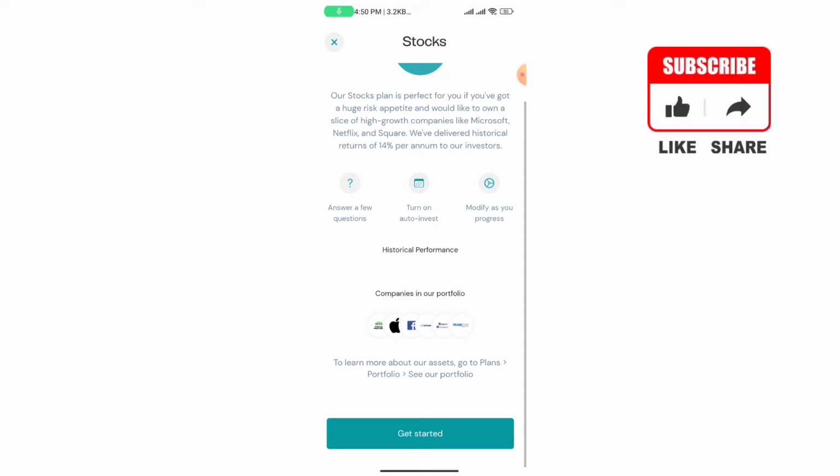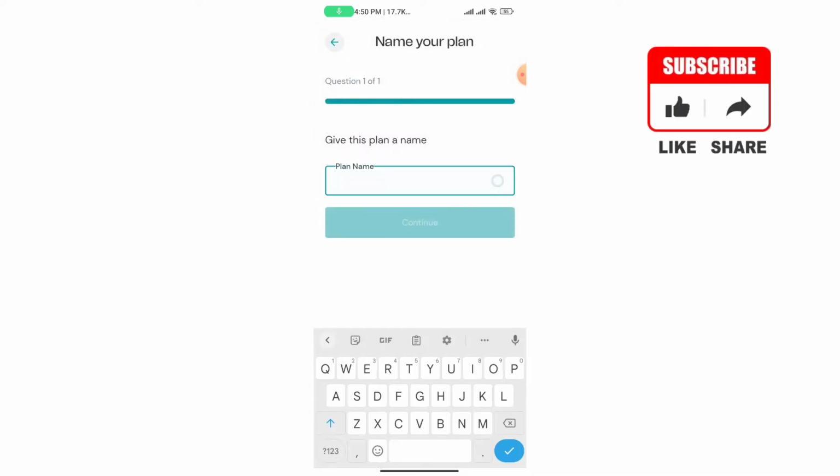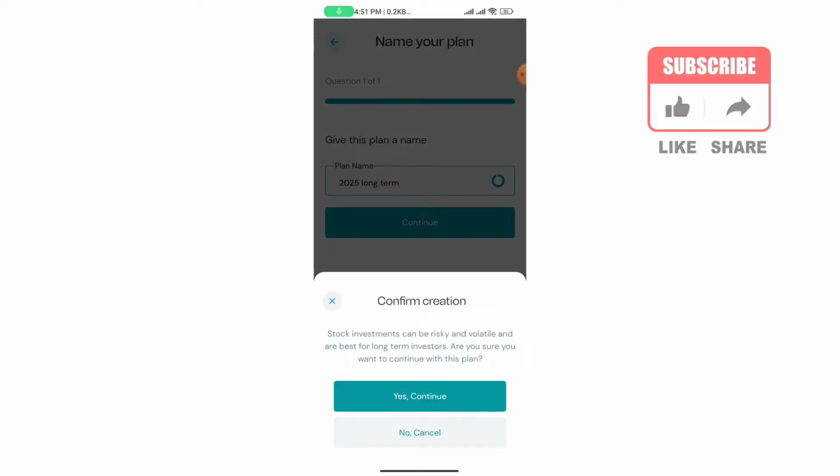Okay, so if you want to buy stock, you click on get started, you give it a plan. Maybe you want 2025 long term, you can give it a name. They even tell you again, stock investments can be risky and volatile and are best for long-term investment. Are you sure you want to continue with this plan? So you have to be sure. It's not that I want to start a business in the next 1 year, so let me quickly put in money.